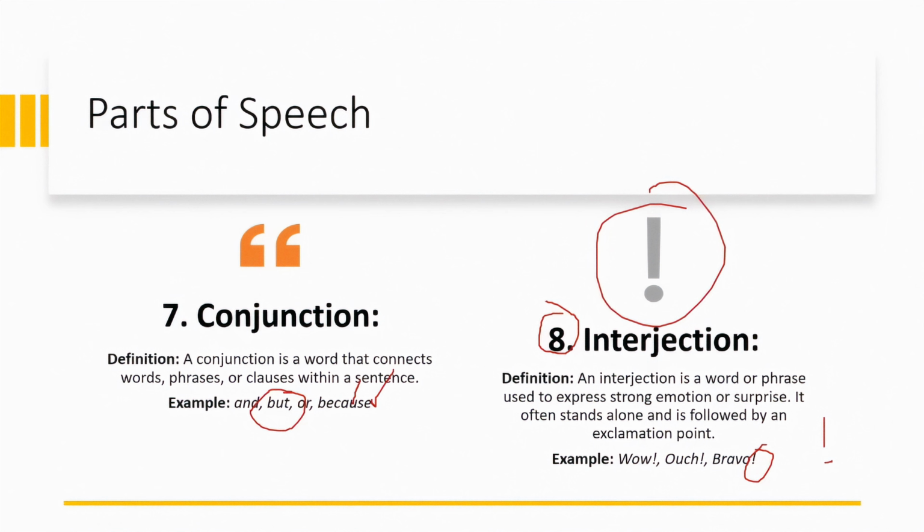These show sudden emotions. Wow, we have succeeded! Ouch, I have hurt my foot! Bravo, you have done this work! Hooray, we are free at last! So these words express emotions, and these are known as interjections.